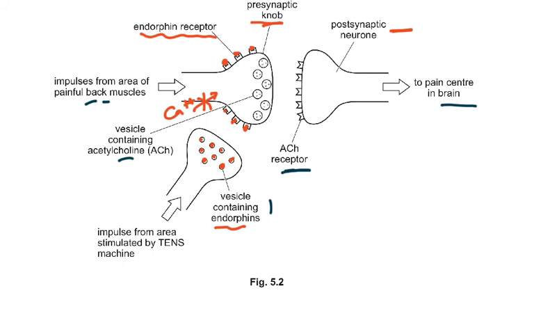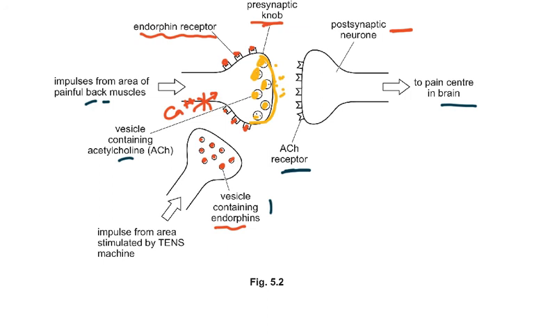So now vesicles will not move. So these vesicles, let me give them another color. These vesicles will not move and will not fuse with the presynaptic membrane. This is the presynaptic membrane. So either no, or you can say fewer vesicles will move towards it. So less acetylcholine will be released. So maybe just a little acetylcholine will be released.